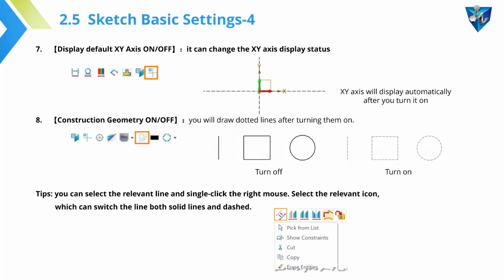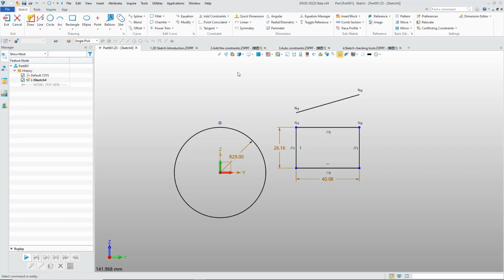Also, the DA toolbar can display the default XY axis or the construction geometry on and off. Let's move to the ZW3D to show you how to use these sketch tools from the DA toolbar. So in the DA toolbar, we provide abundant useful tools. And as I mentioned, we have the filter tools, such as the snap filter.